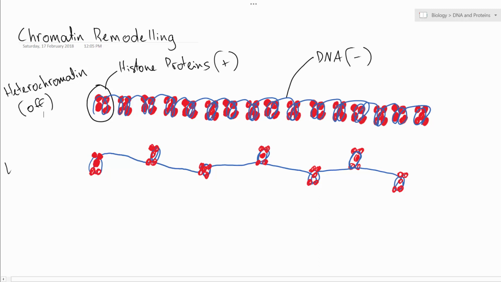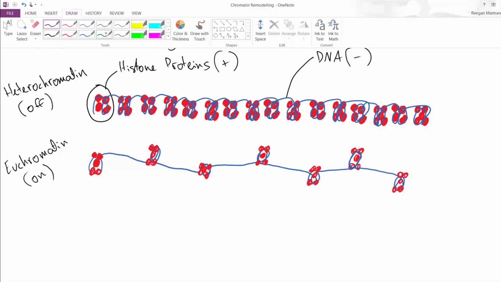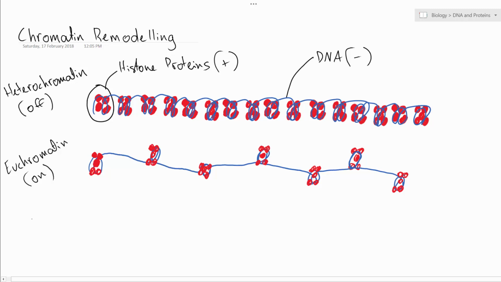Down the bottom, this chromatin is in the structure we call euchromatin. When chromatin is in this structure, the genes are accessible and are switched on. So how do these two different structures come about? It's as a result of a process called acetylation.